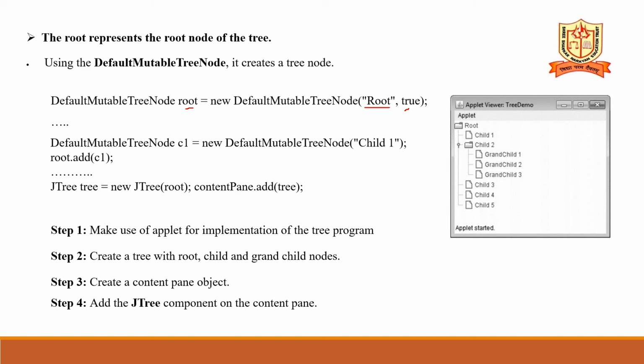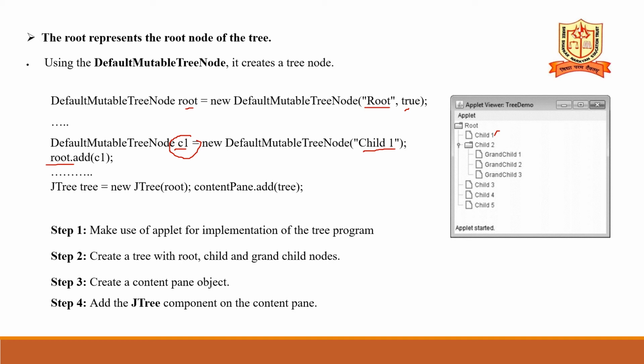And DefaultMutableTreeNode C1. C1 is a what? Which object? Node, that is, child 1 is the name of the node, and C1 is the object here. You are adding this child node to this root node, that is root.add(C1). Like this you can create the child nodes.